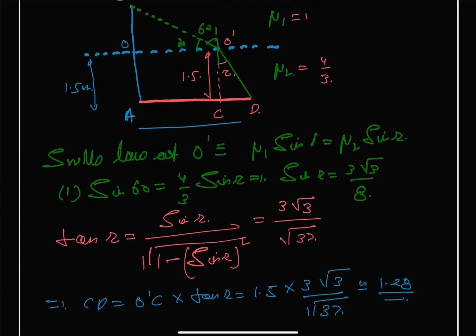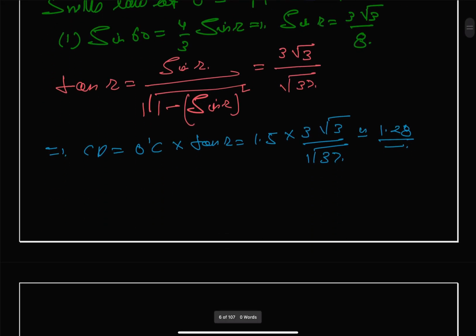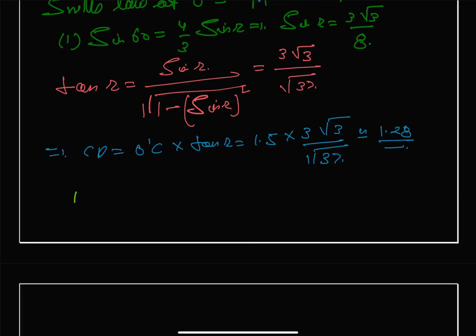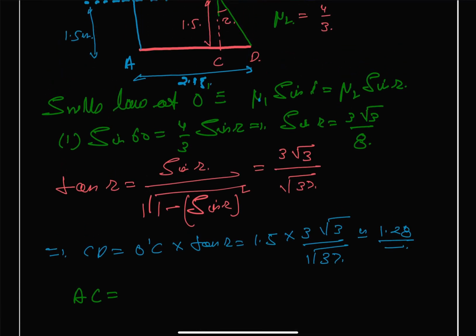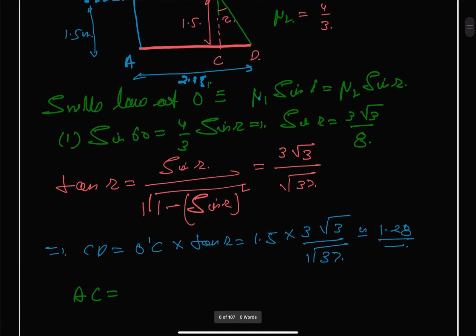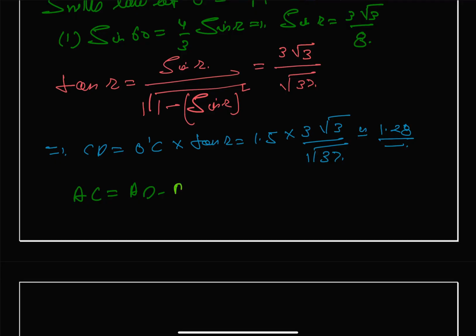Now we are going to find our AC, and this total length is given to us. This total shadow is our 2.15. So we can say our AC will be equal to AD minus CD, and we have AD as 2.15 minus 1.28, which is close to 0.86 meters.